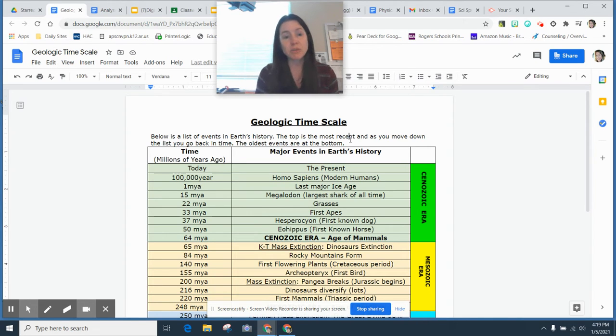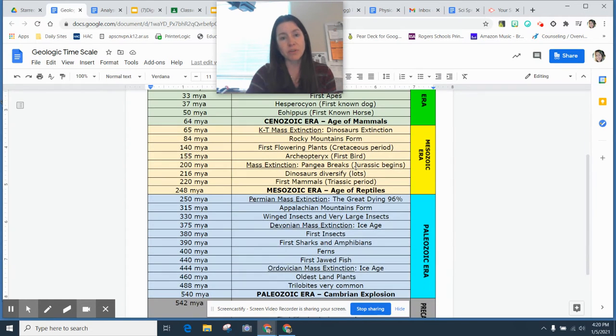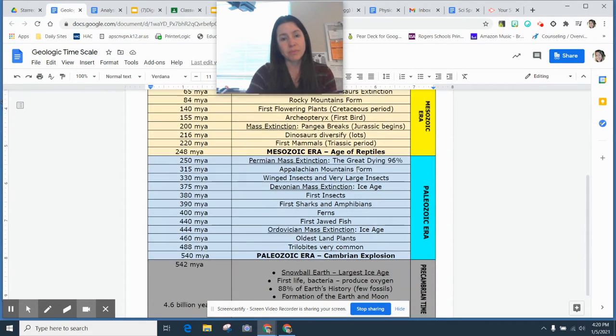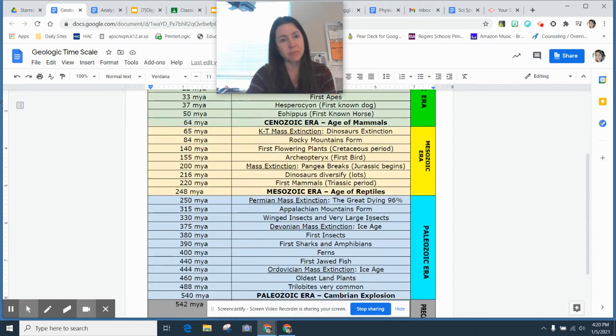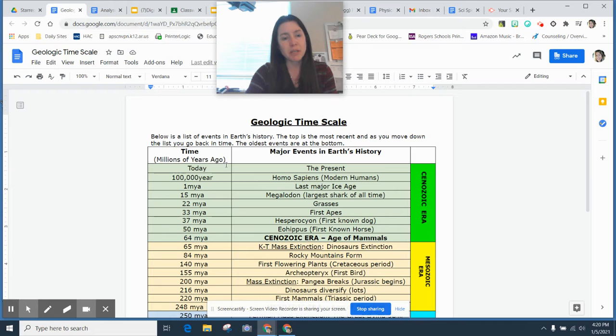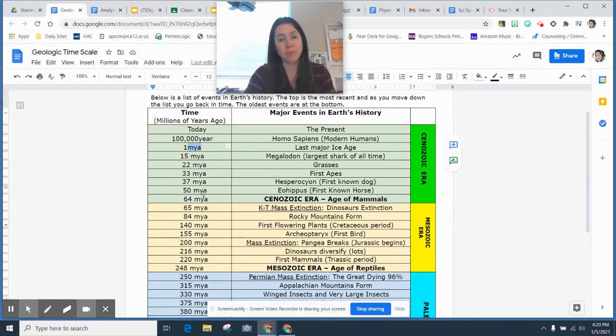At the top is the most recent events, and then as you move down, you're going further and further back in time, with the oldest events in Earth's history being at the very bottom. Time is measured in millions of years ago, which we abbreviate as MYA. So 1 million years ago was the last major ice age. Now, again, the further down we go, the farther back in time we go.